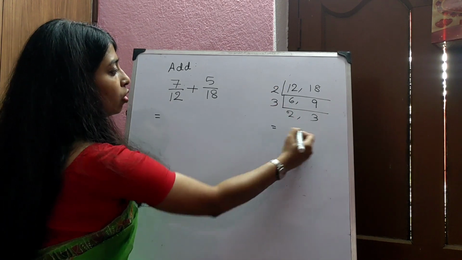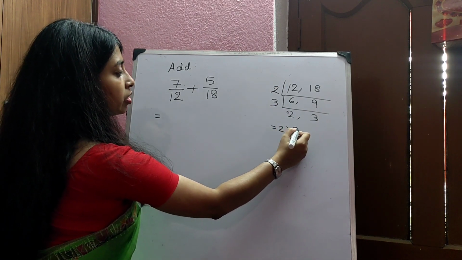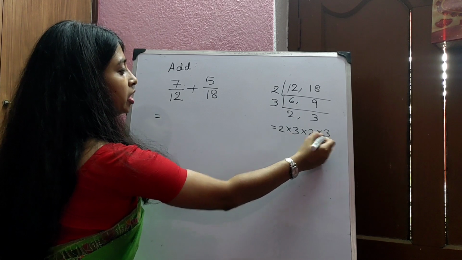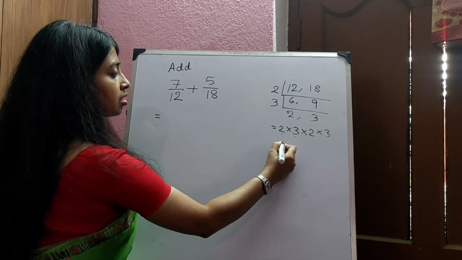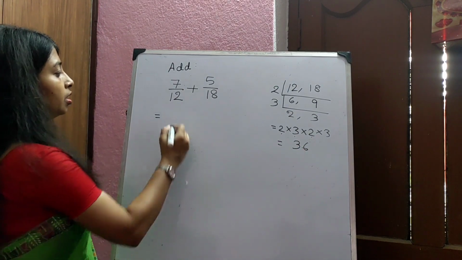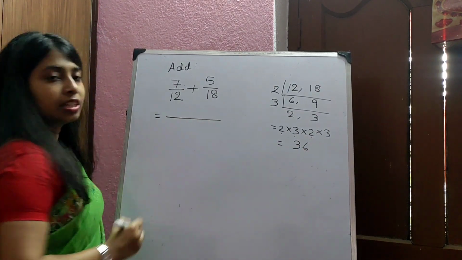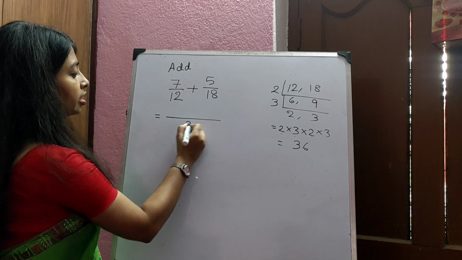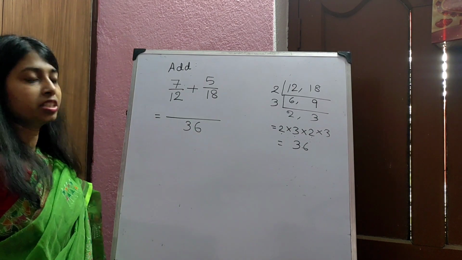Now we will just multiply all of them. 2 multiplied by 3 multiplied by 2 multiplied by 3. 2 3s are 6 and 2 3s are 6. So 6 6s are 36. 36 is our LCM. Now we will draw a single line and we will write 36 as the denominator.